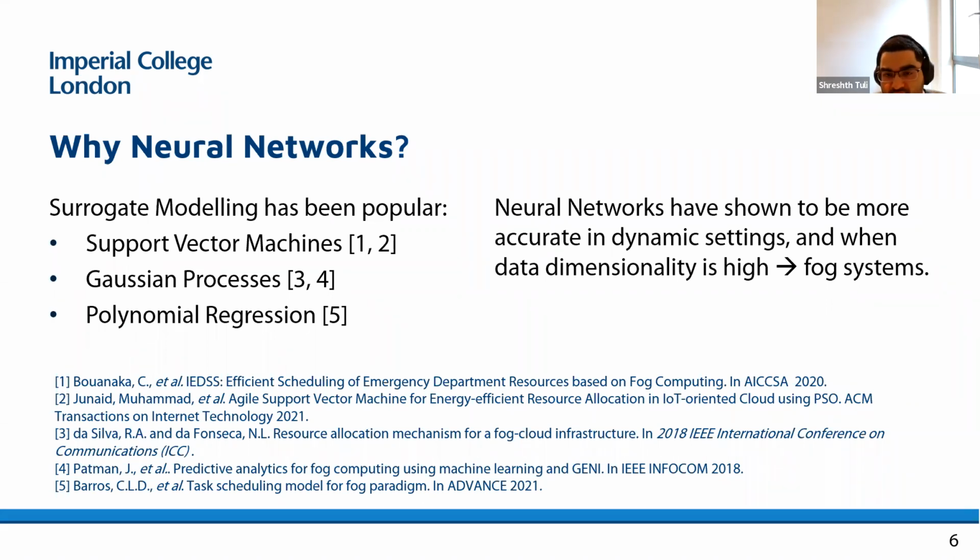However, the main advantage that neural networks provide is that they can be trained to accurately match a given data set, even with systems that dynamically change with time, or even when there are, say, several data sources leading to high dimensional data that requires processing. And these aspects are characteristic to heterogeneous fog environments. And so, in recent years, neural networks have gained popularity over these other types of models to act as surrogates for optimizing QoS in fog systems.